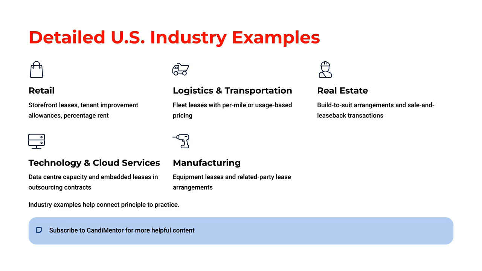Detailed U.S. industry examples: retail, storefront leases, tenant improvement allowances, percentage rent. Logistics and transportation, fleet leases with per mile or usage-based pricing. Real estate, build-to-suit arrangements and sale and leaseback transactions. Technology and cloud services, data center capacity and embedded leases in outsourcing contracts. Manufacturing, equipment leases and related party lease arrangements. Industry examples help connect principle to practice.